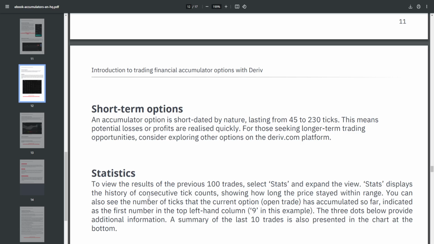For those seeking longer-term trading opportunities, please consider other options. You can consider rise and fall. You can even consider forex markets. You can consider call and put in volatilities, whereby it can even span across 24 hours. But remember, in accumulators, it can only span from 45 seconds to 230 seconds. So be very careful when you're trading it. And always remember it is short dated. It cannot span across several hours or several minutes. So be careful with that.